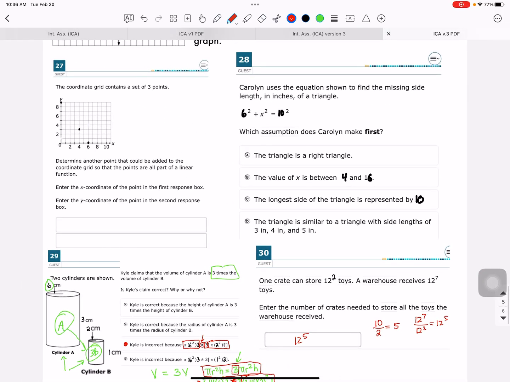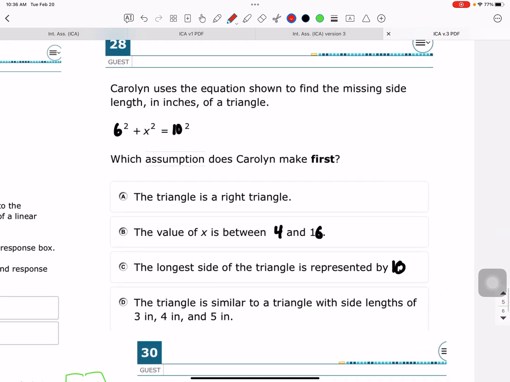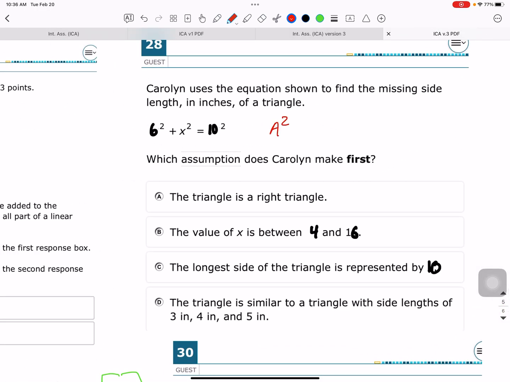All right, 28. Whenever you're going to use the Pythagorean theorem, a squared plus b squared equals c squared, it only works on a right triangle. So the first thing, even before you do any math, you say this has to be a right triangle. It has to have that guy. If it's not a right triangle, if it's like this, we cannot use the formula. So even before you do it, it has to be a right triangle.